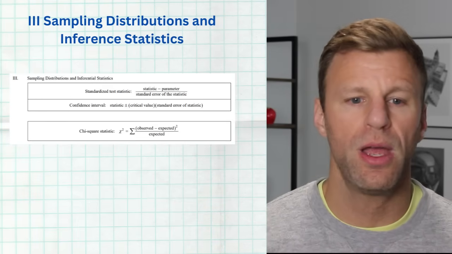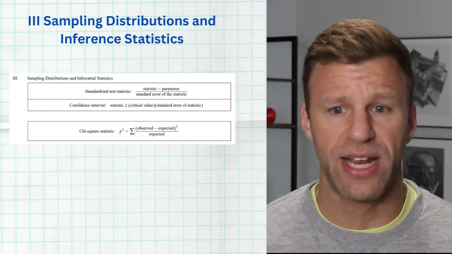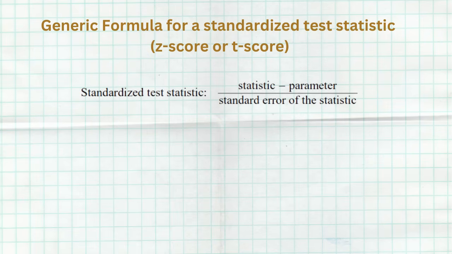All right, so the first thing that they give you is the generic formula for a standardized test statistic. This is going to either be a z-score or a t-score if you're conducting a significance test. Now here is that generic formula. Now notice that they don't call it z or t because it could be one or the other, but the generic formula for a standardized test statistic is taking a sample statistic minus a population parameter that you were led to believe is true, and then you're going to divide by the standard error of the statistic. All right, so here's a quick example.